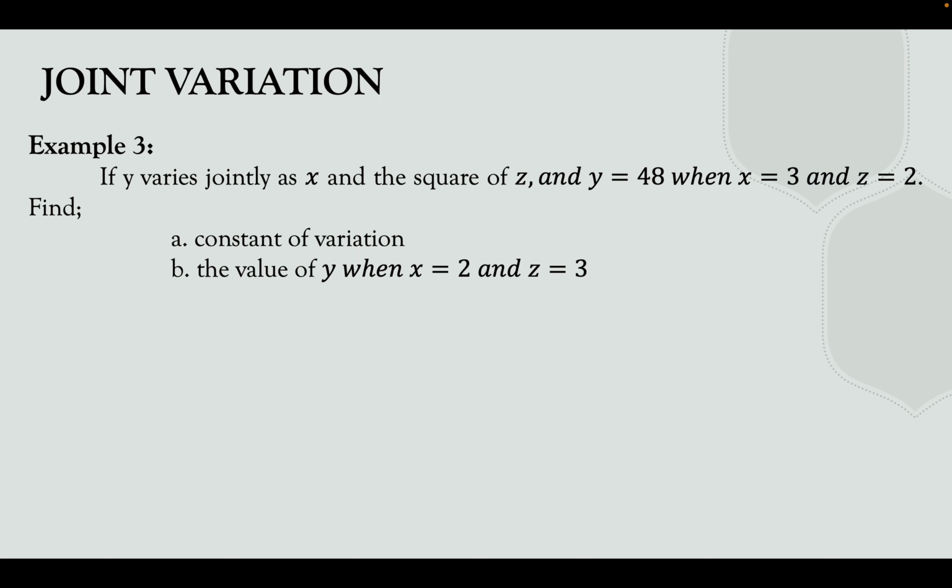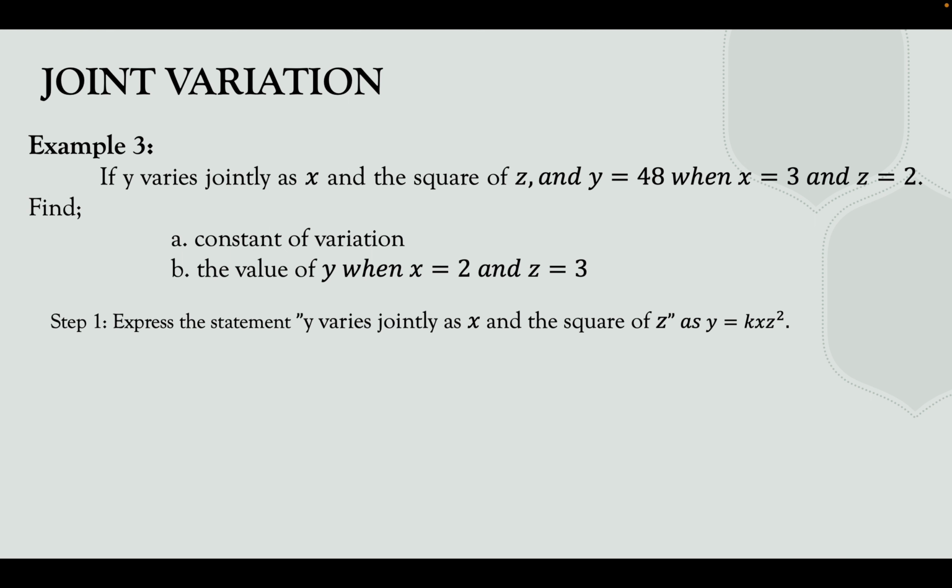Okay. Next example: if y varies jointly as x and the square of z, and y equals 48 when x equals 3 and z equals 2, find (a) the constant of variation and (b) the value of y when x equals 2 and z equals 3. So we need to first express the statement "y varies jointly as x and the square of z" as y equals k times x times z squared.